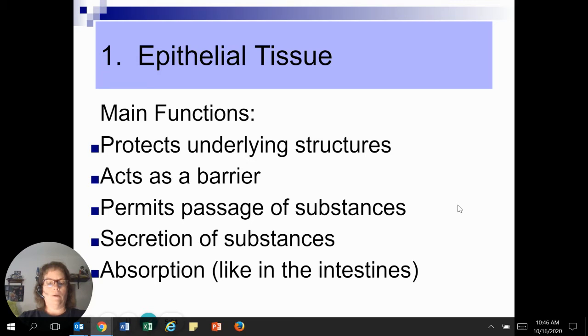It acts as a barrier to keep things out. It allows certain things in. It secretes substances, and it can absorb things. So, for example, in the intestines, it lines the intestines so it allows your body to absorb the nutrients from the food. Secreting substances, if you think about your skin, it is made of epithelial tissue, so sweat or oil is secreted.